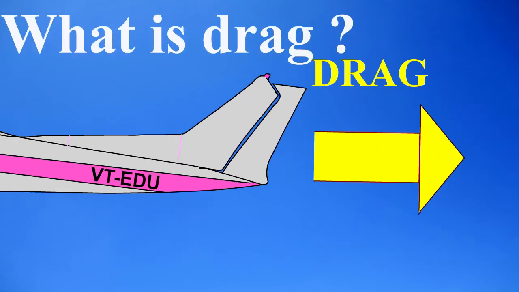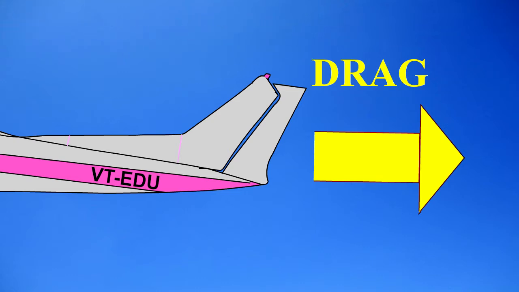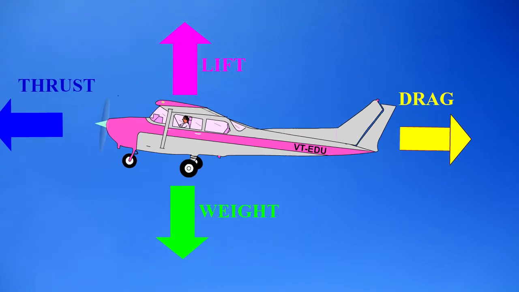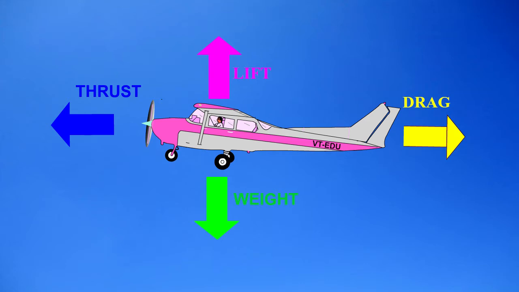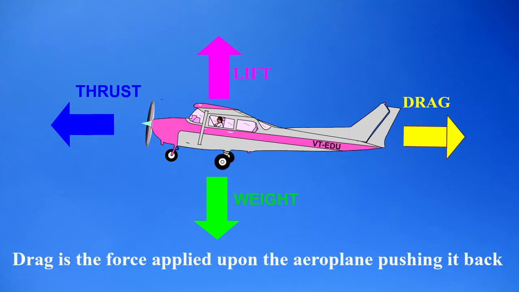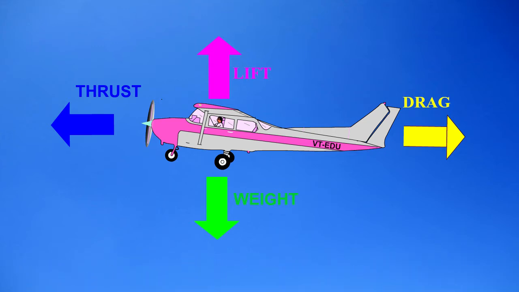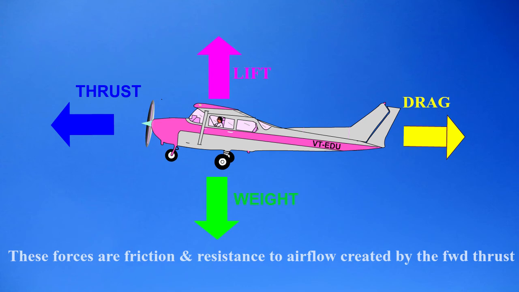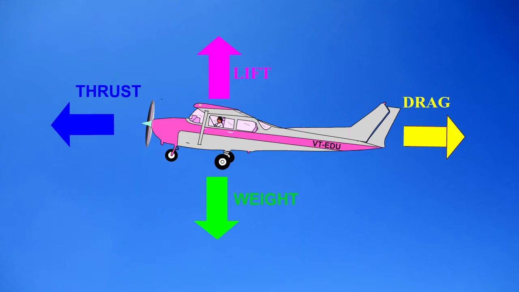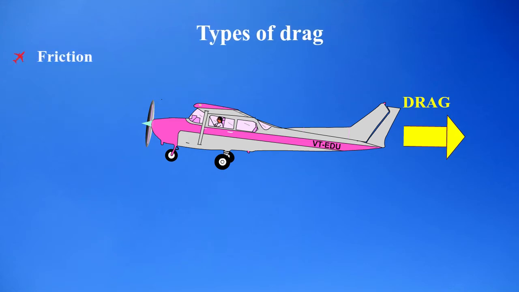Drag. What is drag? Drag is the force applied upon the aeroplane, pushing it back. These forces are friction and resistance to the airflow created by the forward thrust. Types of drag are friction, form, induced, parasite.